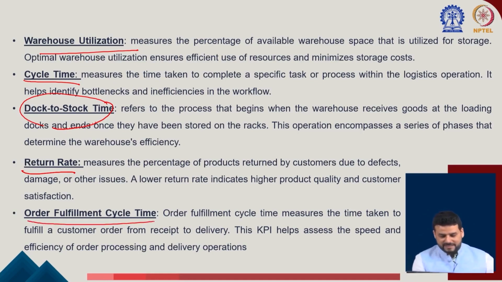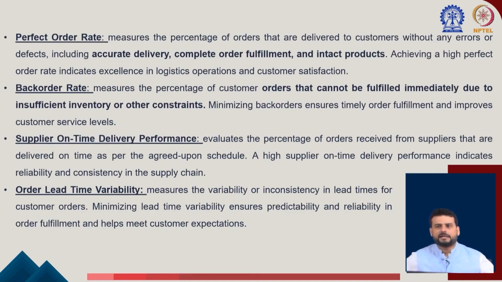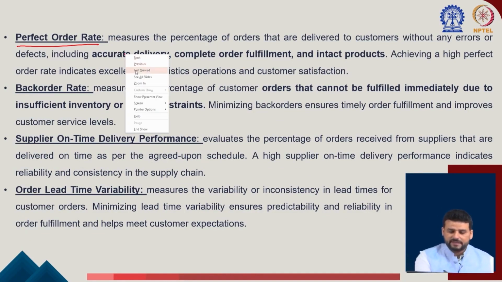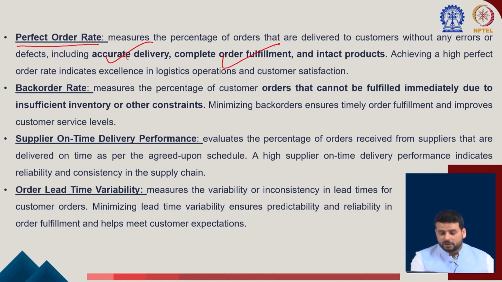Order fulfillment cycle: how quickly you are fulfilling the order, from when you receive the order to when it is fulfilled. Perfect order rate. Perfect order rate is not only on time delivery. It is on time delivery, complete order fulfillment, and intact product. I told you, on time with quality, right? And your complete order should be delivered, right?